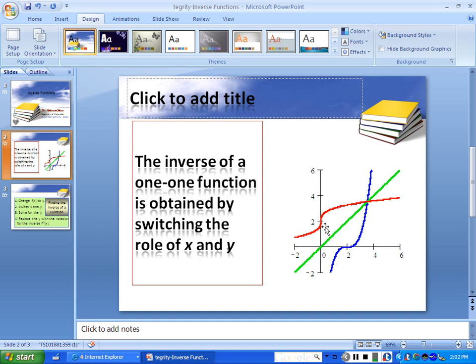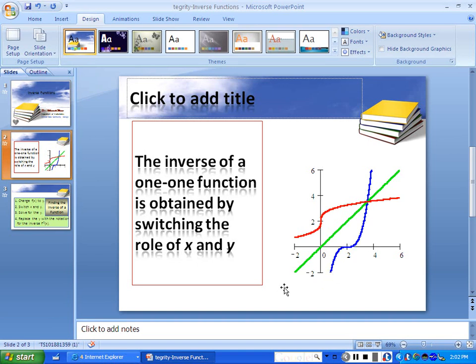So notice that they switched the x and y role of the ordered pair to obtain the inverse. So the point 2, 0 is the inverse of the point 0,2, and likewise they did all the other points like that, and they came up with the inverse function in blue.